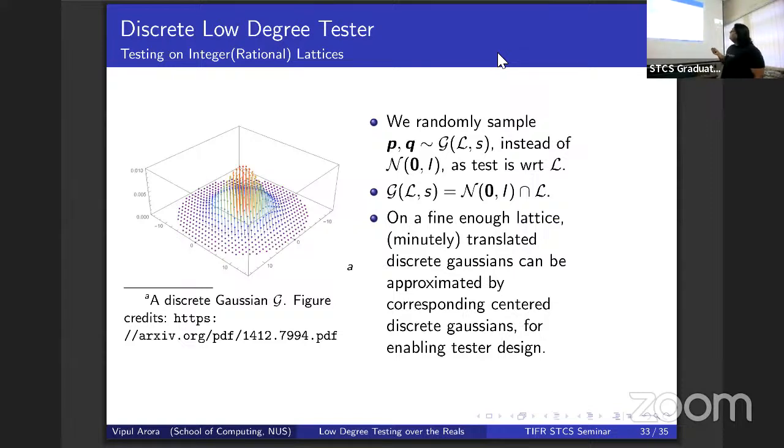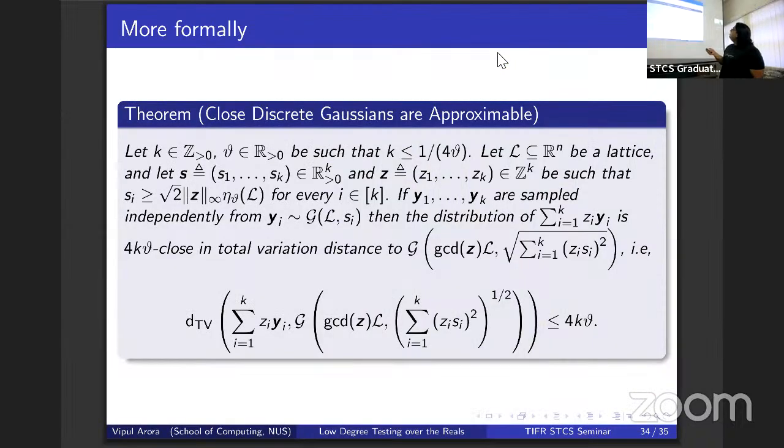And the crucial piece of analysis over here was to show that on a fine enough lattice, if you take minutely translated discrete Gaussians, they can be approximated by the corresponding discrete Gaussians centered at the origin. This was a part of the analysis earlier as well, where we were showing that the total variation distance between NPKi and N0Ki was small. So that allows us to design a tester for this case. The formal theorem is that the total variation distance between this form and this form is at most 4k theta.